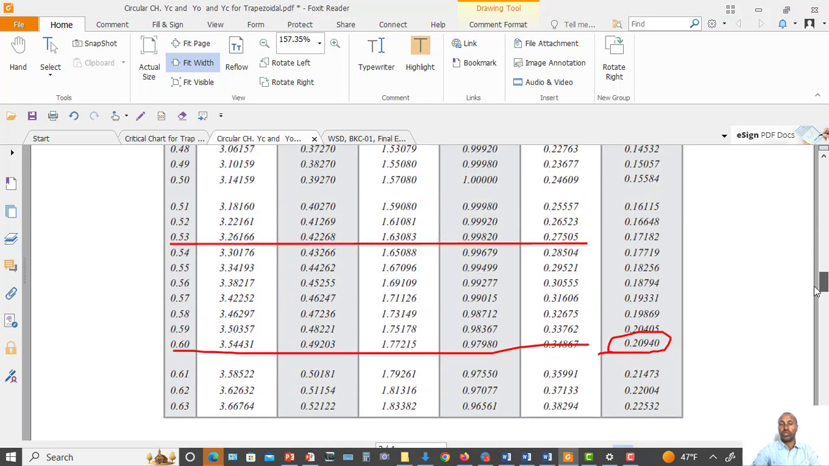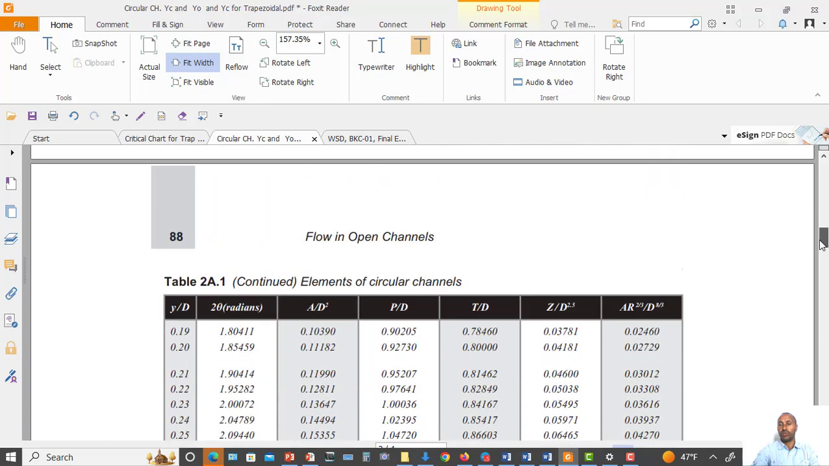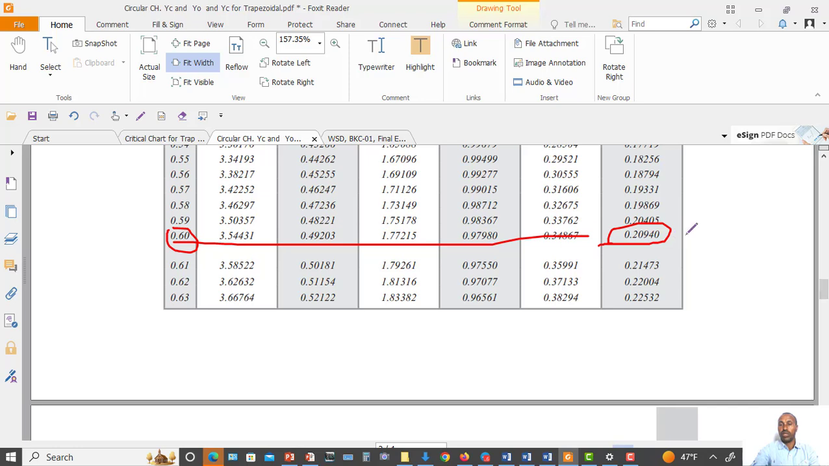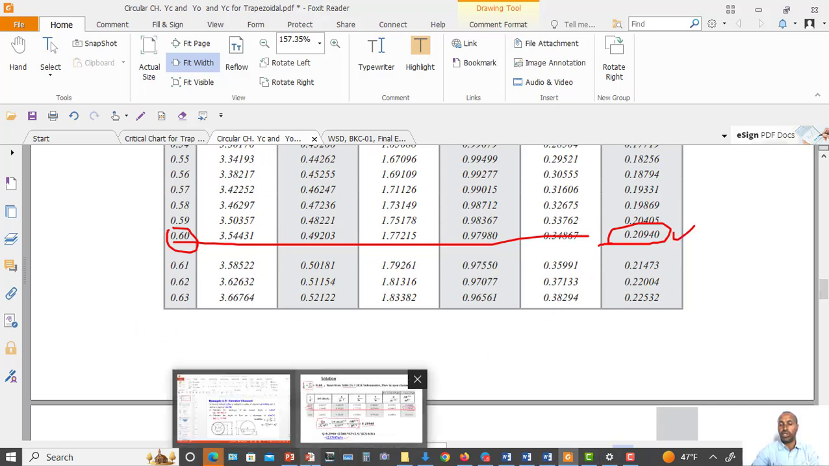You can just use this table. For a y over d ratio of 0.6, what will be AR to the 2/3 over d to the power of 8/3? You have it here, and this is the section factor. For critical depths, we will use this one, but for normal depths we just follow this one, AR to the 2/3, then crisscross, and finally we can compute the discharge.